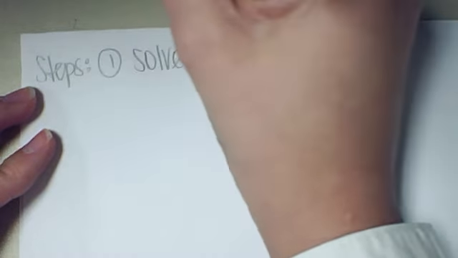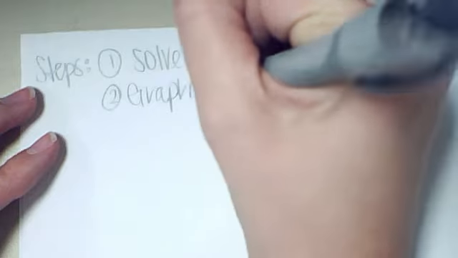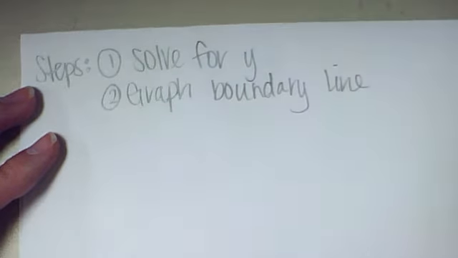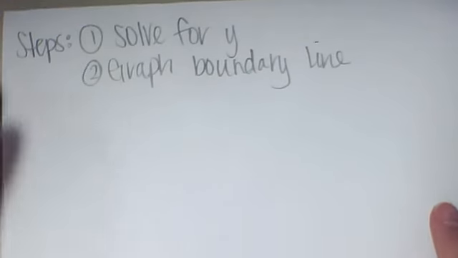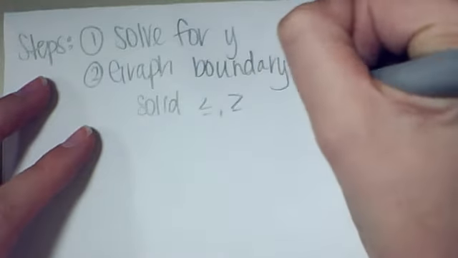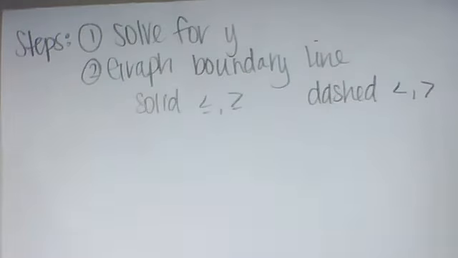Step number 1 is to solve for y. Step number 2 is to graph the boundary line. And when we graph the boundary line, we're going to use y equals mx plus b because that's how we graph lines. The line will be solid if it's less than or equal to or greater than or equal to, and it will be dashed or dotted if it's less than or greater than.